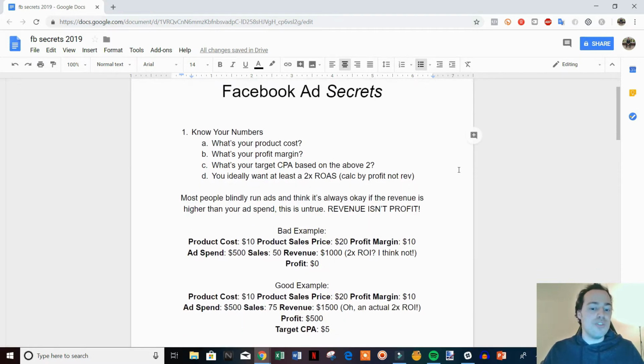Now let's move into a different example. This would be an actual good example of what we're trying to look for here. Same product cost, same product sales price, same profit margin, same ad spend, but this time we generated 75 sales, which is $1,500 in revenue. So this would be an actual 2x ROI, because now we have $500 in profit. We spent $500 on ads and we made back $500 in profit, not in revenue. That's the important thing to keep track of when we're knowing our numbers: we only care about profit.